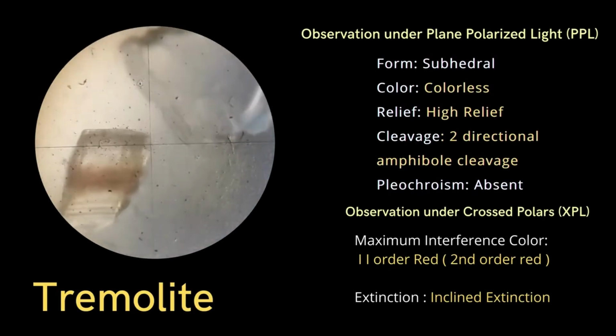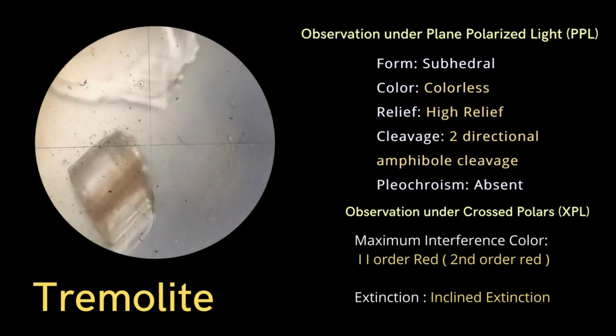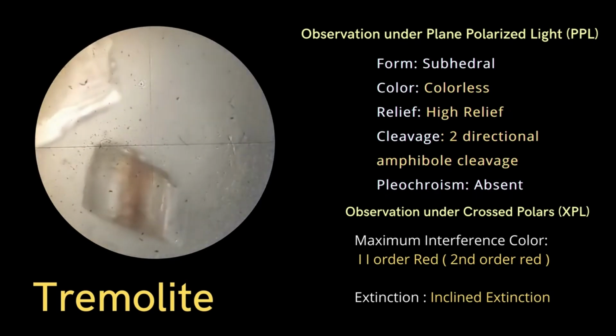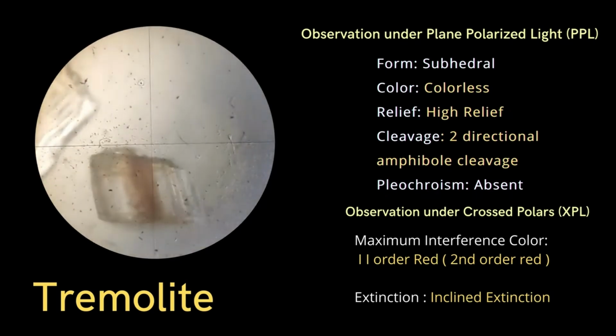You will notice two directional amphibole cleavage planes, which is a key identifier of amphibole, and it shows no pleochroism.